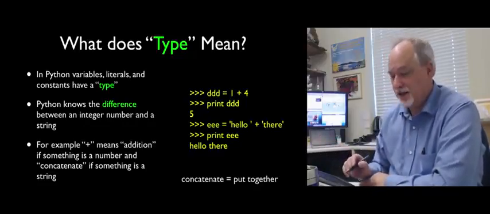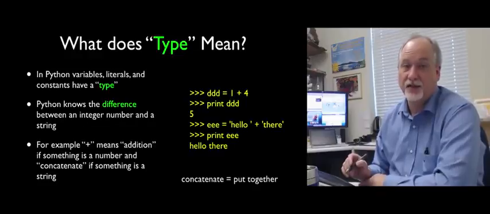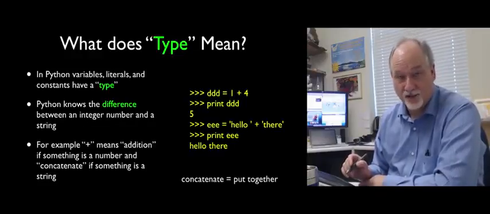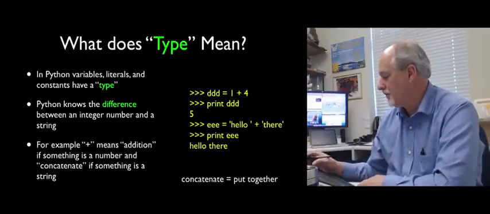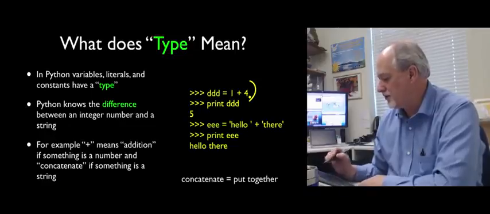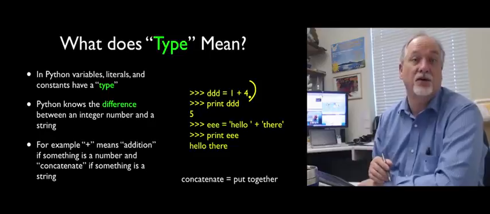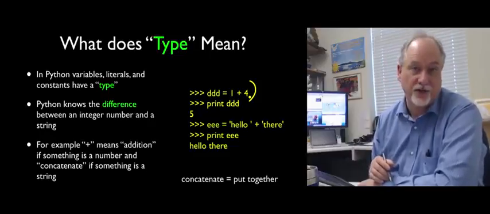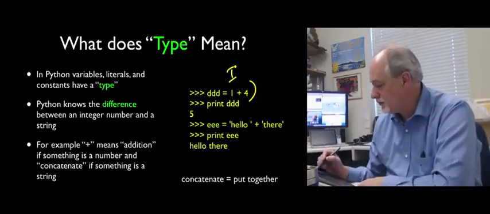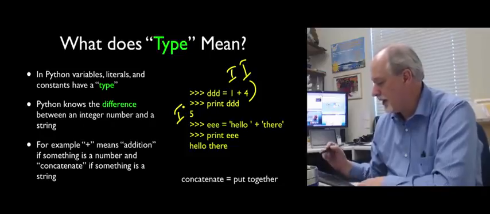Now the interesting thing is Python is very aware of the type and can use the same syntax to accomplish different things. So if we look at this line here where we say dd equals 1 plus 4, well, it looks at the 1 and looks at the 4 and says, oh, those are two integers. I will add those together and give you a 5. So an integer comes back.